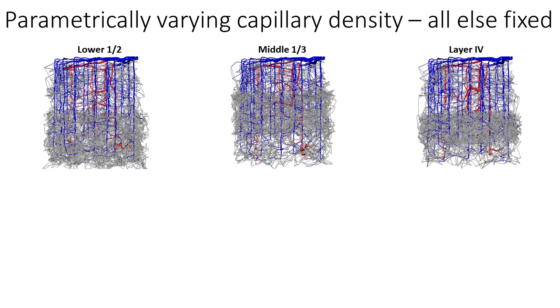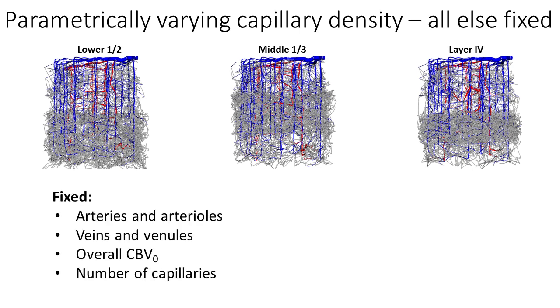Next, to investigate microvascular biases, we created 3 unique capillary profiles with higher capillary density in the lower half, middle third, and layer 4 for different models, respectively. Each of these 3 models has a fixed backbone of arteries and arterioles, veins and venules, overall capillary baseline CBV, and an overall number of vessels. What we varied was the capillary locations to fit the desired profile.